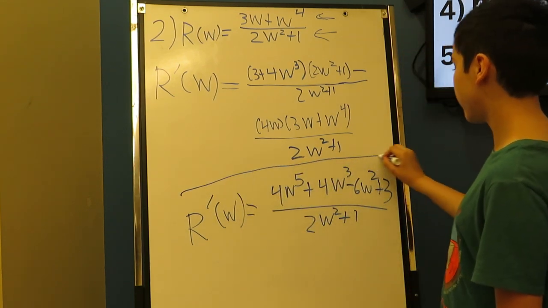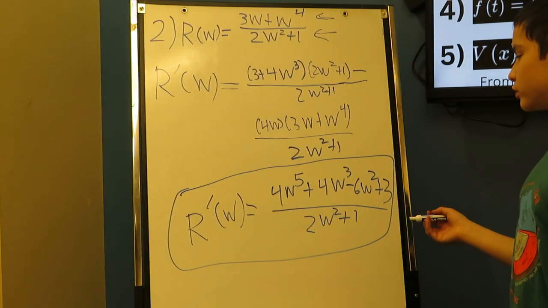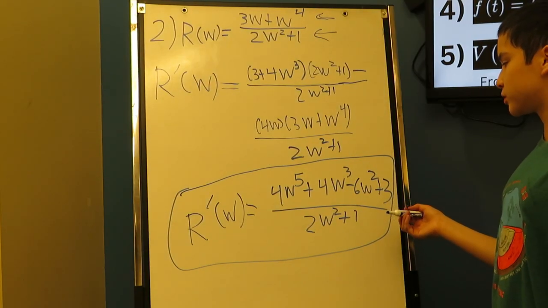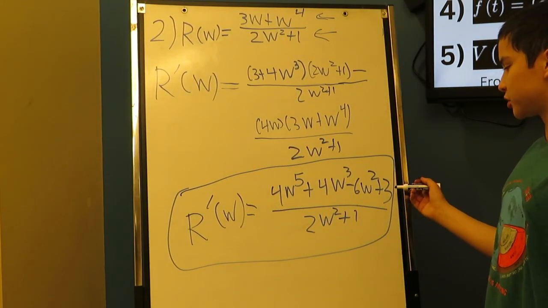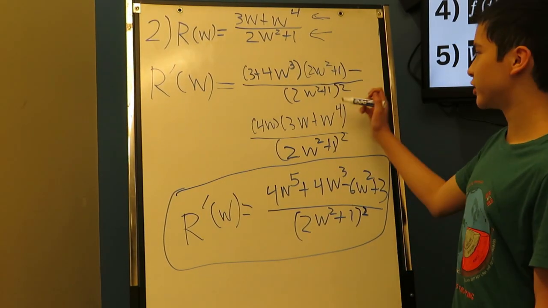we will get the derivative of r of w equals 4 times w to the 5th power plus 4 times w to the 3rd power minus 6w squared plus 3 over 2w squared plus 1. I'm sorry guys, I forgot to put a square over here.